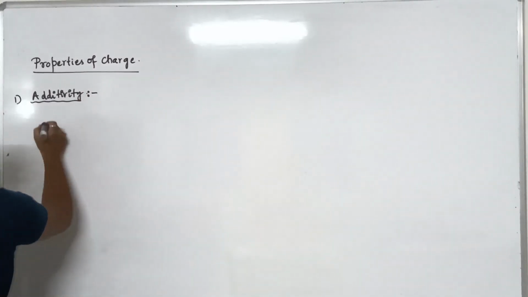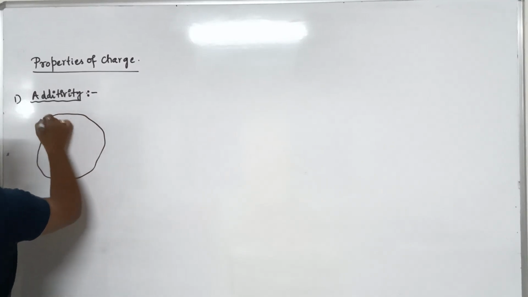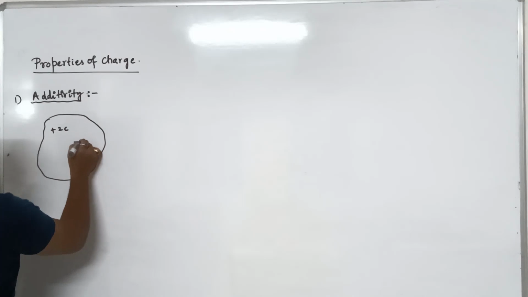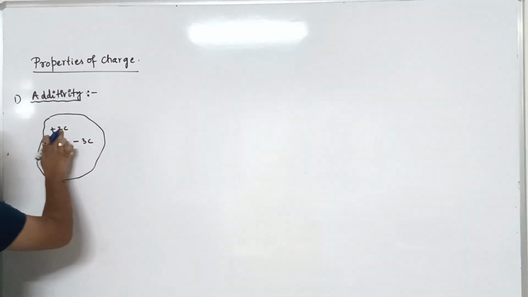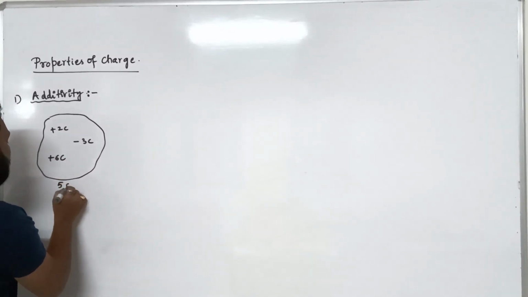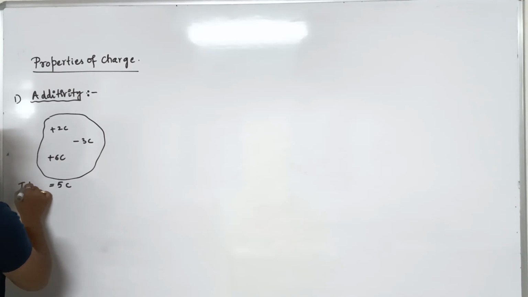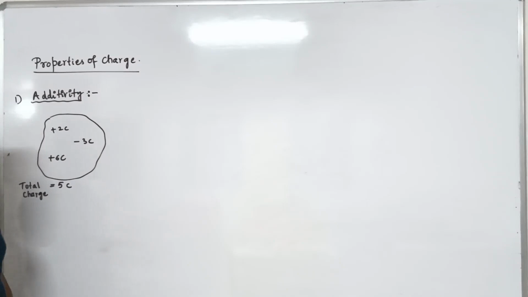Suppose, let's say this body has plus 2 coulomb, minus 3 coulomb, plus 6 coulomb. What is the total charge now? 6 plus 2 is 8, 8 minus 3 is 5 coulomb. This is the total charge on the body. Total charge on the body is plus 5 coulomb.